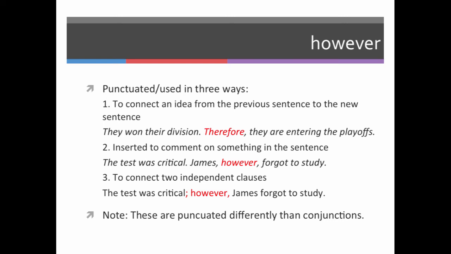Right. So here in number 3, the test was critical; however, James forgot to study. So remember, an independent clause has a subject and a verb and can stand alone. The test was critical, subject and a verb, can stand alone. James forgot to study, subject and a verb, can stand alone. So that's powerful, right? I mean, you've just learned how to successfully use semicolons in your writing. So use the semicolon with a conjunctive adverb when you are connecting two independent clauses.